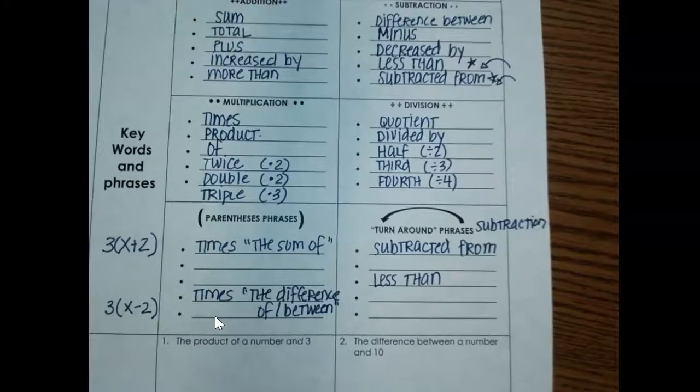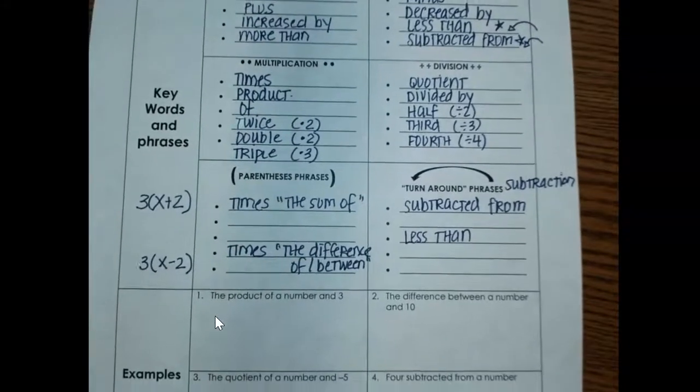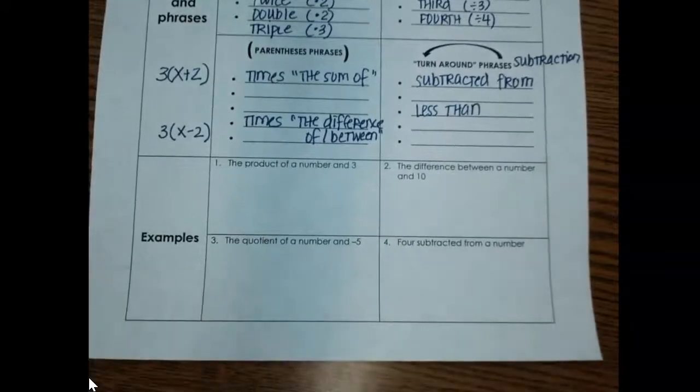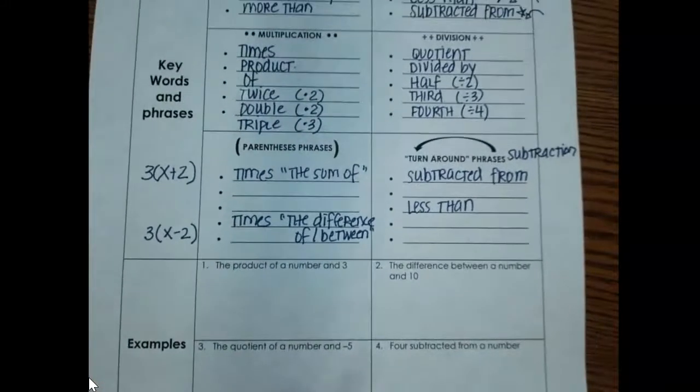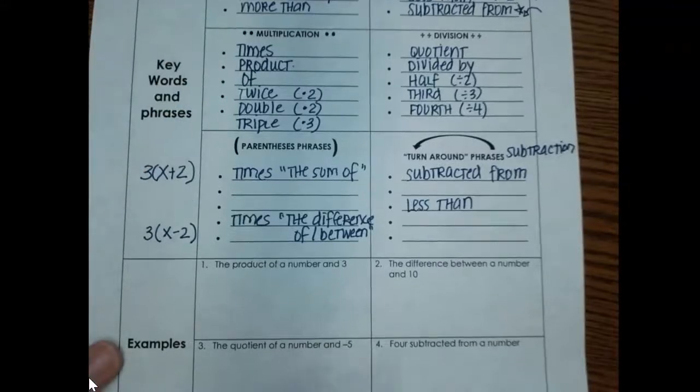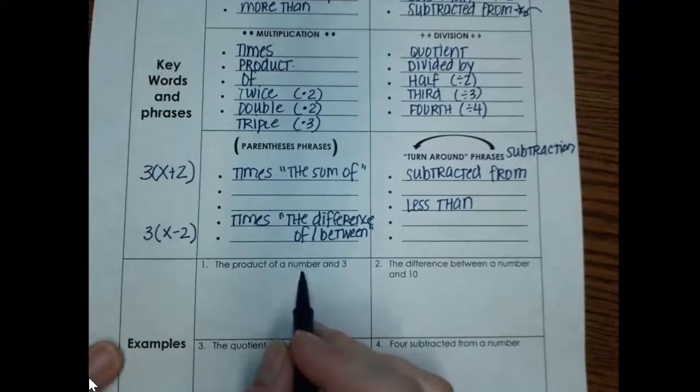So let's try some of these, because really it's just about practicing and recognizing what you're seeing. All right, our first problem, the product of a number and 3. Well, product, if we look through our list, we'll see that product means multiplication. Do we know what number they're talking about?